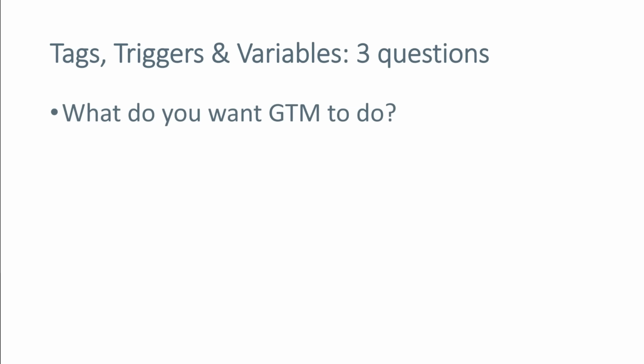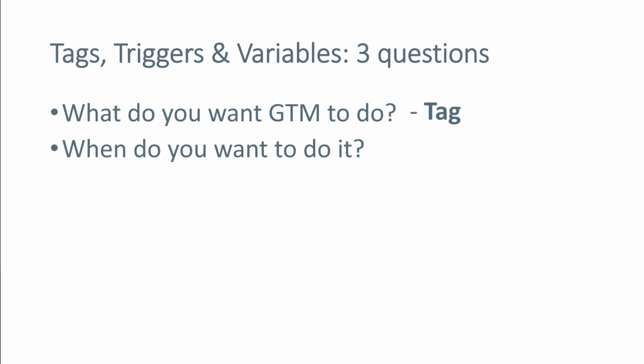The first question is, what do you want to do? For example, if you want to track a button click, you need to activate some code. That code is a tag. If you want to track a purchase, that is a tag. Then the next question is, when do you want to do that? So when do you want to activate the tag? Your example could be when a user makes a purchase, or when a user submits a form, or something like that. So the answer to when is the trigger.